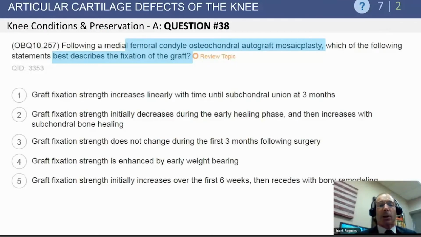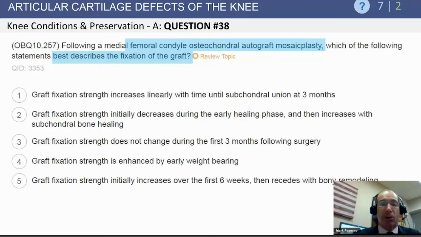So call a timeout on the didactics and switch to a question here. This is patients had a medial femoral condyle AAOS procedure. So AAOS and mosaicplasty, that applies to an autograft procedure. So which best describes the fixation of the graft? So you have to be thinking this is the patient's own bone and cartilage. What's going to happen with that over time?